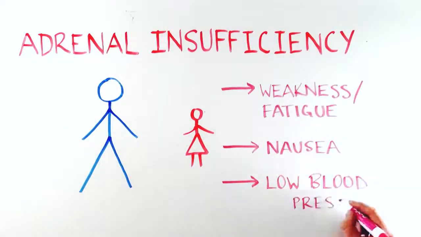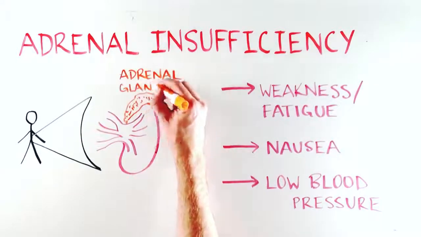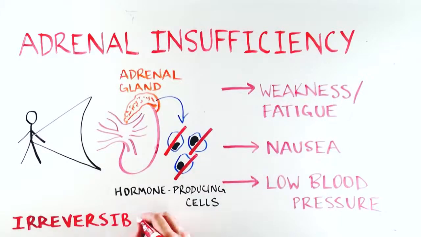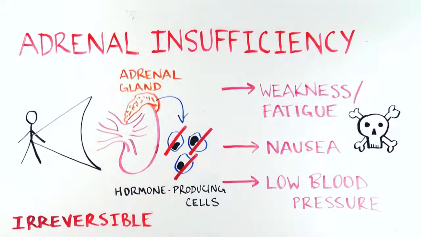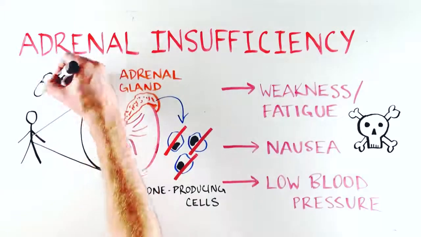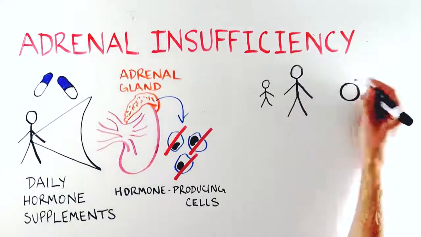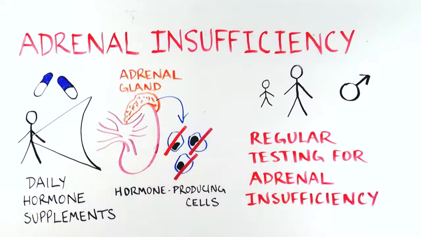In ALD, adrenal insufficiency occurs when the cells that produce hormones in our adrenal gland are injured. This injury is irreversible, and the resulting symptoms of low blood pressure and fatigue can be life-threatening if untreated. Fortunately, if diagnosed promptly, adrenal insufficiency can be safely and easily treated using daily hormone supplements. This is why all boys and men with the ALD genotype should be tested regularly for adrenal insufficiency.